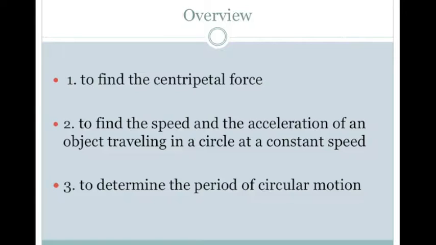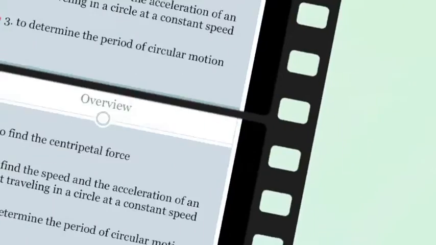From this video, you will be able to find the centripetal force, to find the speed and acceleration of an object traveling in a circle at a constant speed, and you will also be able to determine the period of circular motion. So let's get started.